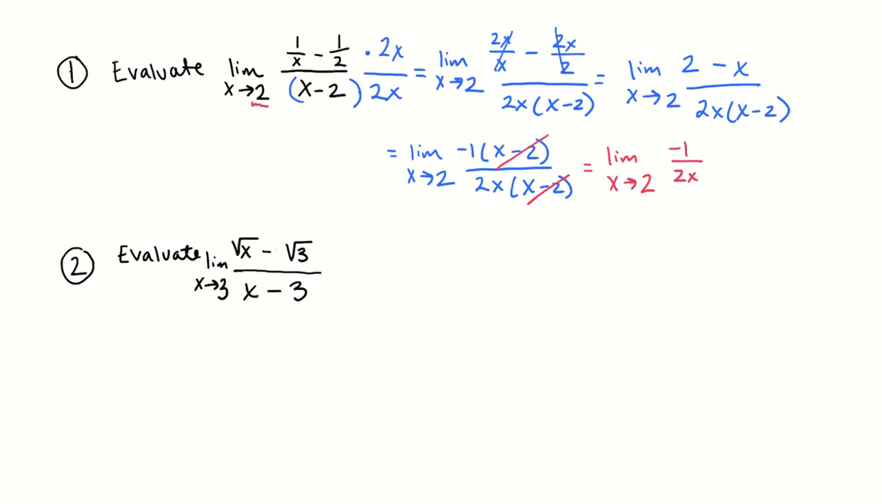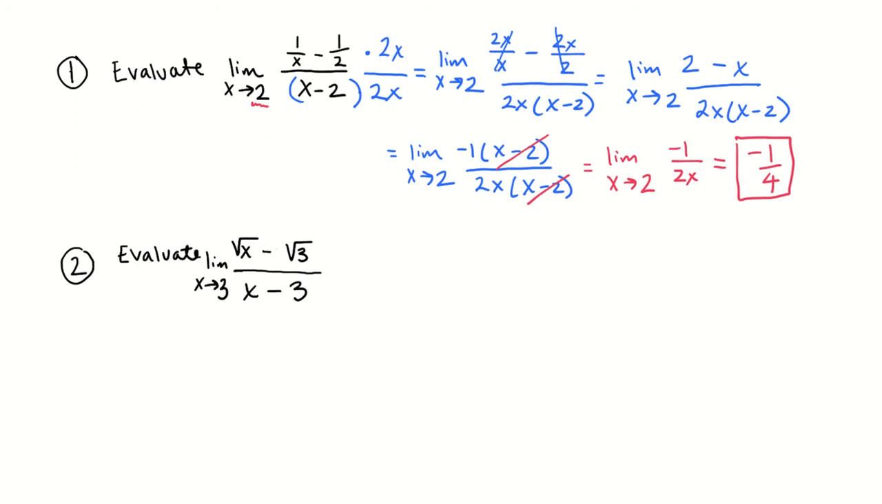And now we can plug in the value x equals 2 to evaluate the limit. We get -1/4. So you can see that this limit is in fact not 0, but after doing the algebraic simplification, we can cancel out the bad terms to get the limit.